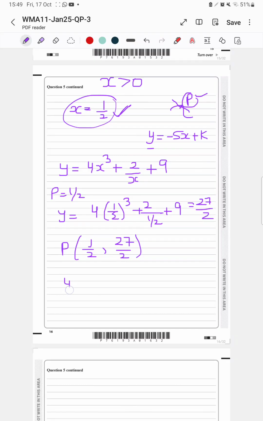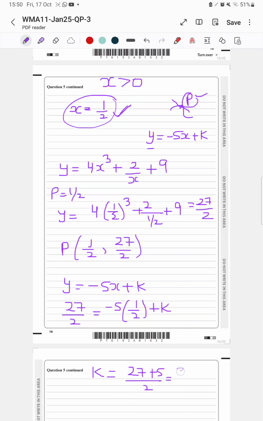This point now I can substitute in the equation y equal to minus 5x plus k. So 27 divided by 2 equals negative 5 times a half plus k. So from here I can say k is equal to 27 plus 5 divided by 2, which is 32 divided by 2, and that is 16. So this completes the whole question.